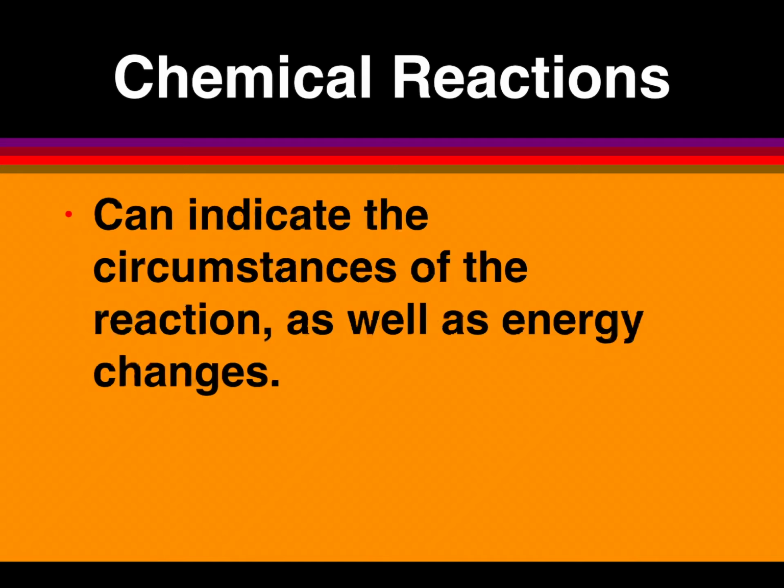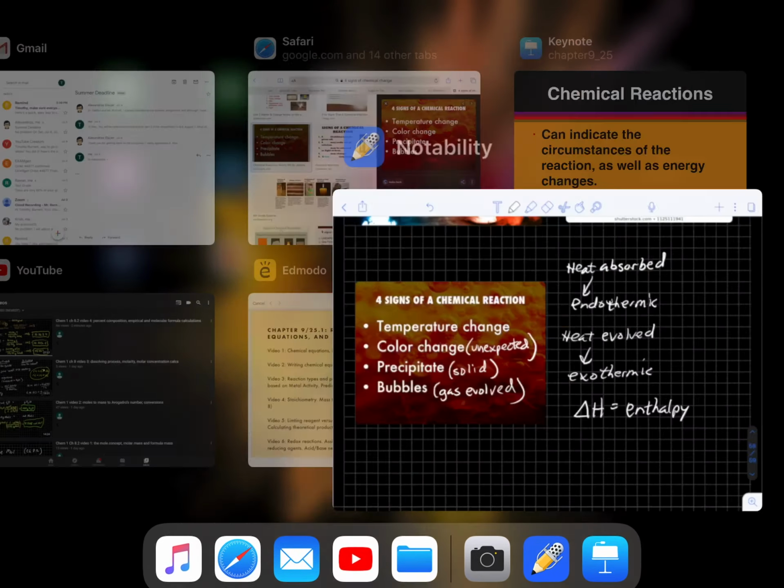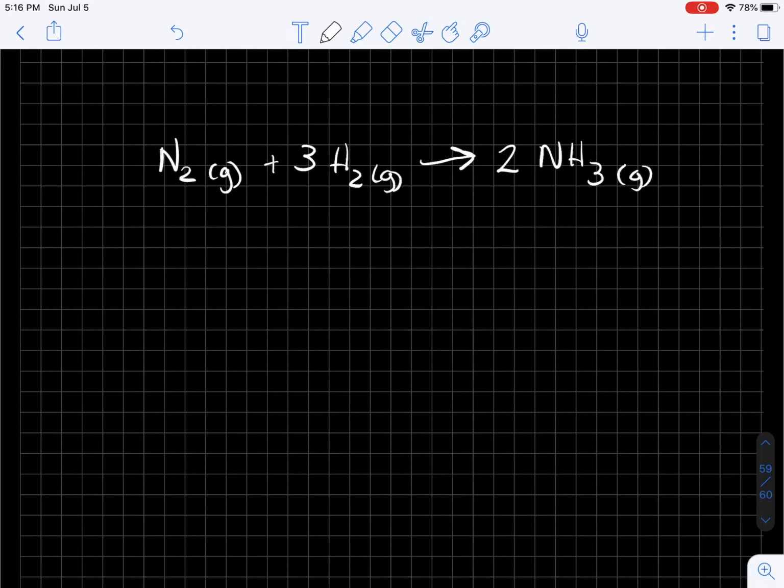And we can also indicate other circumstances of the reaction. So let me give you some examples. All right. Suppose, for instance, we had nitrogen gas plus 3 moles of hydrogen gas yields 2 moles of ammonia. And suppose this thing has to be run with excess heat. So we can write delta H for add heat, or we can write the temperature at which we need to run this reaction above the arrow, 500 degrees C.